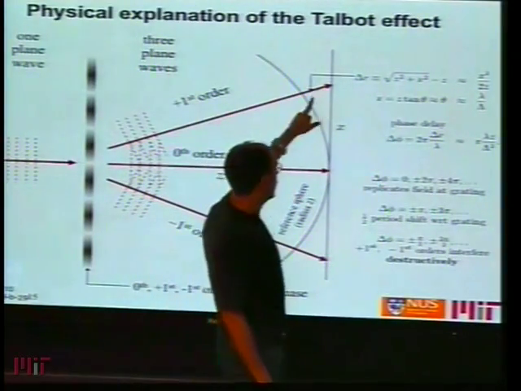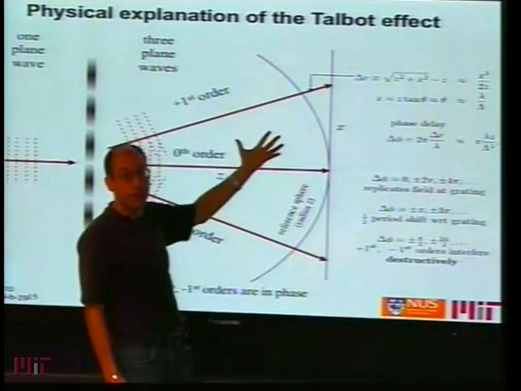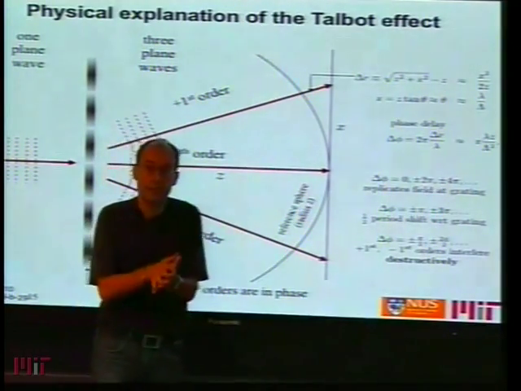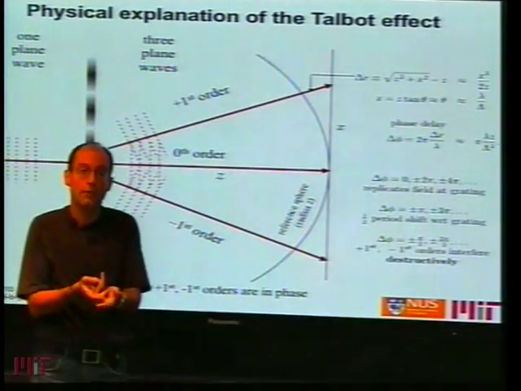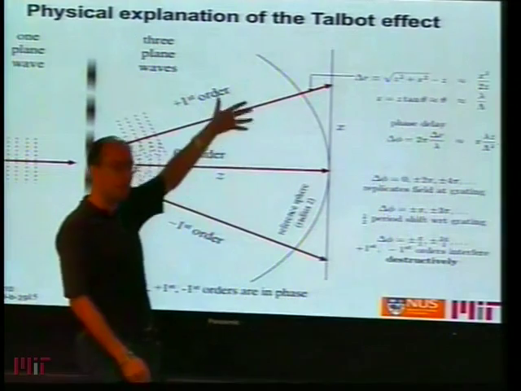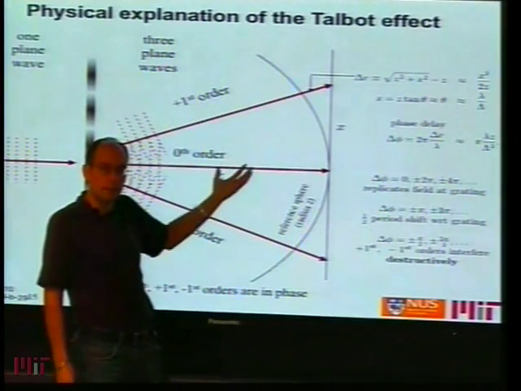However, now what am I really observing? Well, in this plane, I observe the interference pattern. You can think of it as a Fresnel diffraction pattern from the grating, or you can also think of it as the interference pattern between these three plane waves. So it's like an interferometer, right?